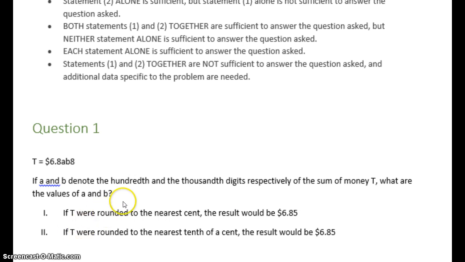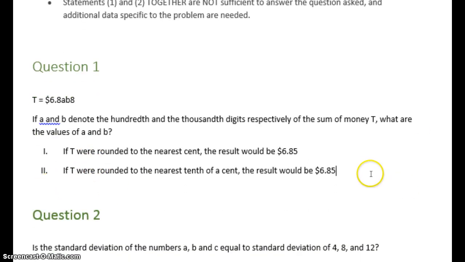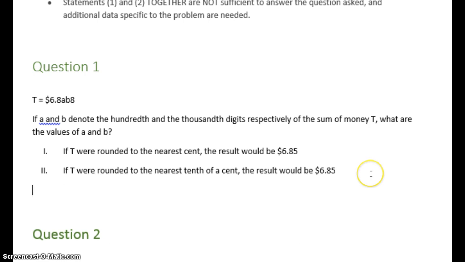And we have two additional statements given, which is the data we'll be using to answer the question. If T were rounded off to the nearest cent, the result would be $6.85. What is rounding off a number? Rounding off a number means, wait, let me write it down. Reducing the number of digits in a number while maintaining the closest approximate value of the number.